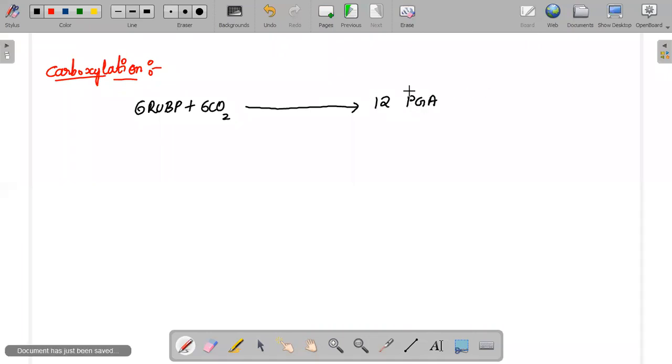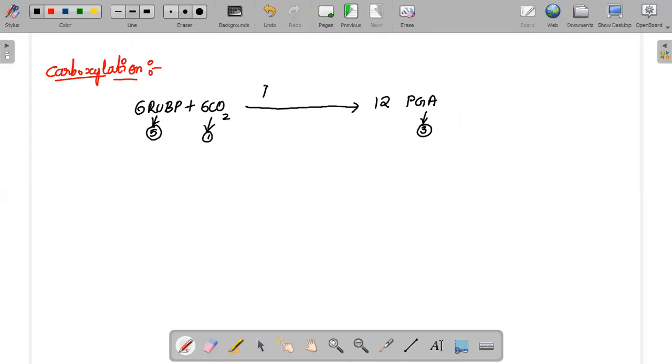In shortcut it is written as PGA: 12 molecules of phosphoglyceric acid. 6 molecules of RuBP plus 6 molecules of carbon dioxide mix together and produce 12 molecules of phosphoglyceric acid. What I said in yesterday's class is that the counting of the carbon atoms is really important. RuBP is a 5 carbon compound, carbon dioxide is a 1 carbon compound, and PGA is a 3 carbon compound. You have to keep that in mind.